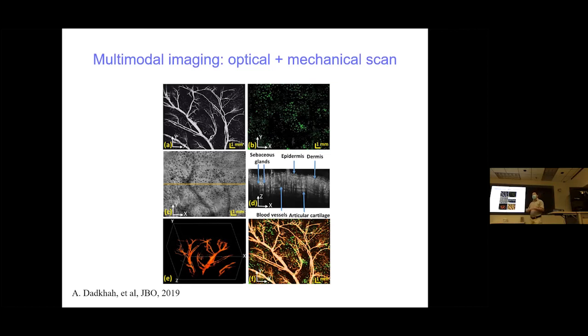But there's a problem. When you have a large field of view, the depth will affect the resolution of your system because the focus is very tight. If you have a variation of the profile, there will be a problem with the resolution. So what we did is a sort of dynamic focusing. When we scan, we change the focus according to the profile of the surface, okay? With this, this multimodal imaging system can reveal all the detailed structures of a large field of view, okay?